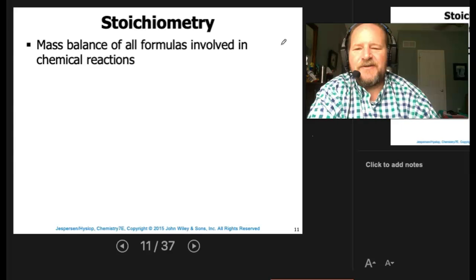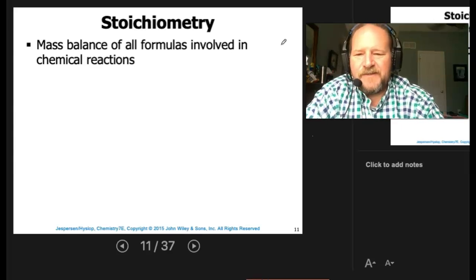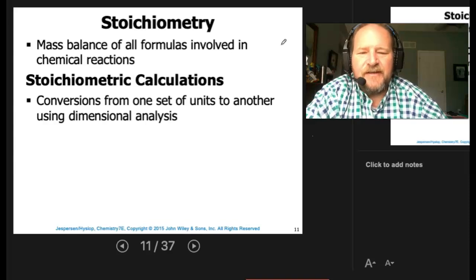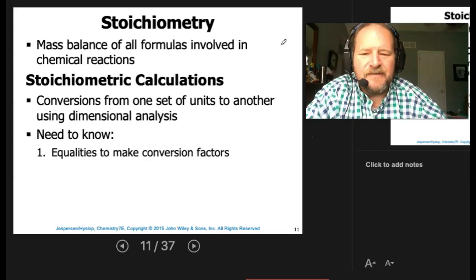All right, so stoichiometry then, if we have a mass balance of all the formulas involved in our chemical reactions, so what we can do is start to use those conversions to look at the mass that's involved. Now again, you can always use your dimensional analysis, right?